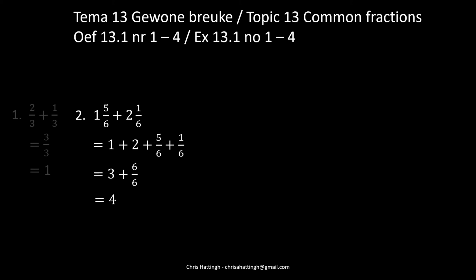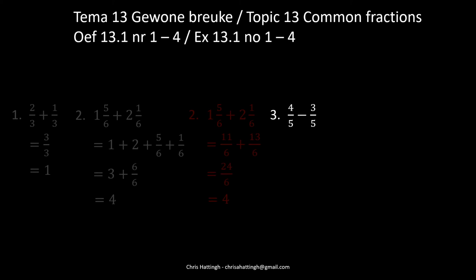The method that is more preferred is to first convert your mixed numbers to improper fractions. That's going to give you 11/6 plus 13/6. That will give you 24/6. And then if you simplify, 6 goes into 24 4 times.